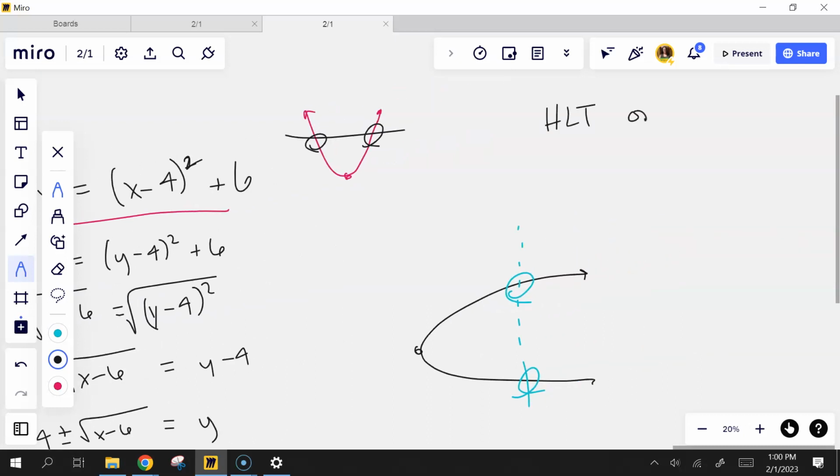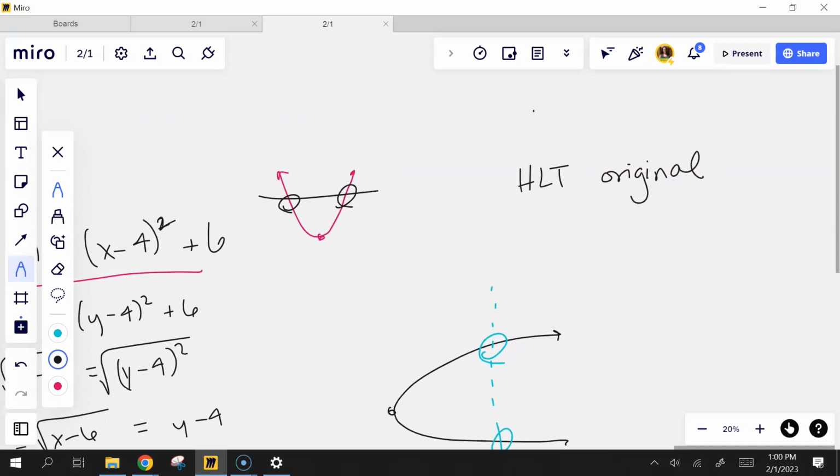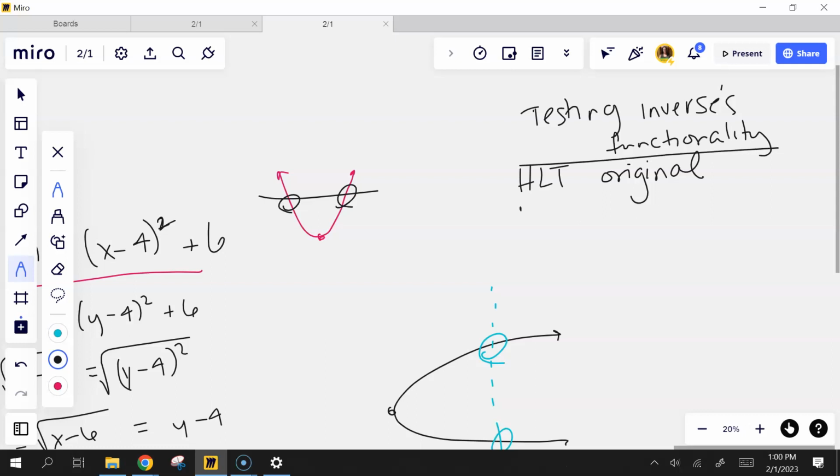I'm confused on what the horizontal line test does for inverse. Testing, hold on. Testing inverses. I'm going to say functionality. I always say that, but I'm not sure that's an exact word. The horizontal line test on the original, or a vertical line test, this is a big or, of the inverse. Either one of those will tell you if it's a function. Oh, okay.